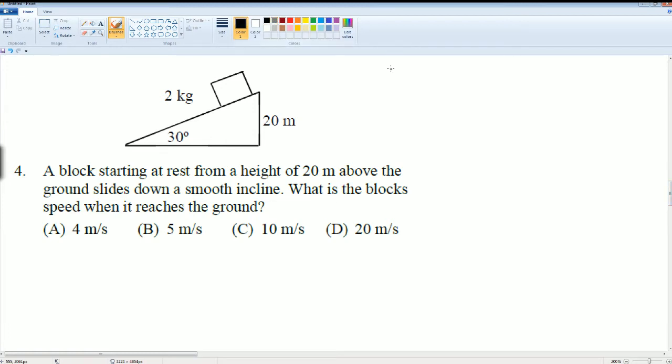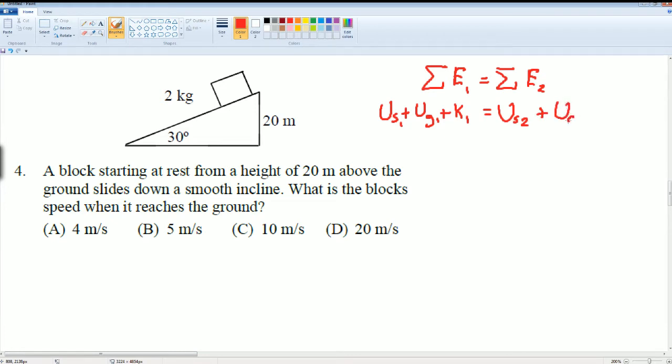We want to set up our equation from the start. So I'm just going to start it up. The summation of energy 1 is equal to the summation of energy 2. And we know all the parts for this: we have U of spring 1 plus U of g 1 plus kinetic energy 1 is equal to U of spring final, or 2, plus U of g 2 plus kinetic energy of 2.